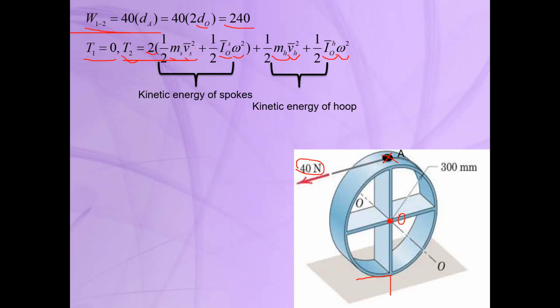The velocity of the mass center of the spokes and also the mass center of the hoop is the velocity of this point O, because the mass center of the spokes and the mass center of the hoop, for all of them, are located at this point O. If you assume these two spokes as a whole, as one spoke, and consider that these two are connected to each other and are only one spoke, and also for these two spokes, if you consider they are a connected spoke and they are only one, the mass center is again located on point O.